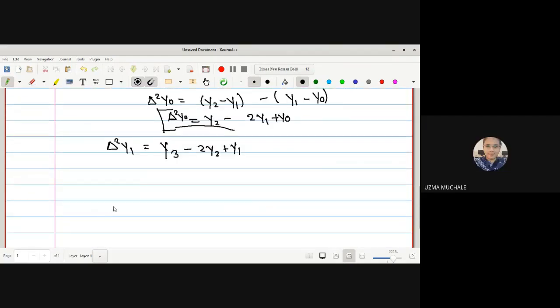So hence now we can write in general as delta square. The last one is yn minus 1, which will be delta square yn minus 1.